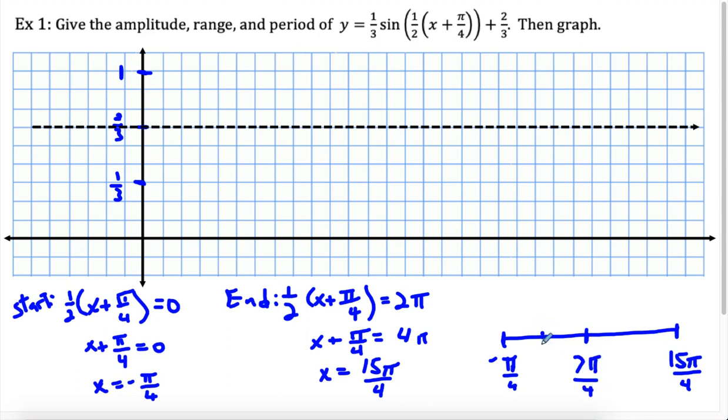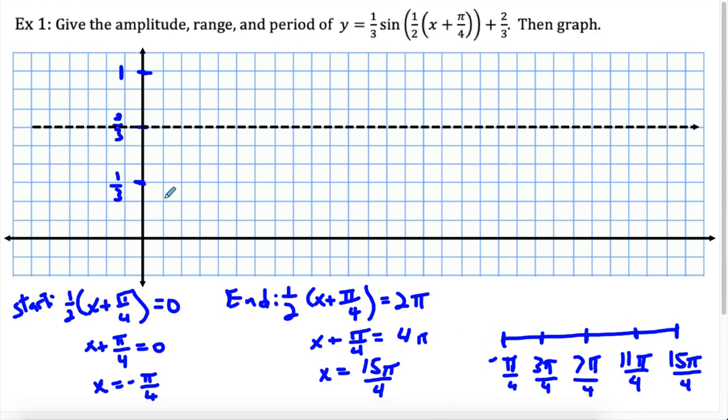Then we just want to do that same thing again for here. So negative pi over 4 plus 7 pi over 4 would be 6 pi over 4, divided by 2 would be 6 pi over 8, which would reduce to 3 pi over 4. And here, 7 pi over 4 plus 15 pi over 4 would be 22 pi over 4, divided by 2 would be 22 pi over 8, and that would reduce to 11 pi over 4. Okay, so these are my 5 key x values.